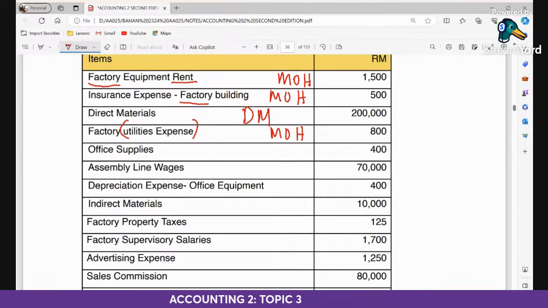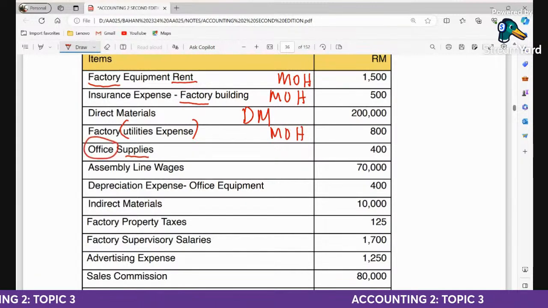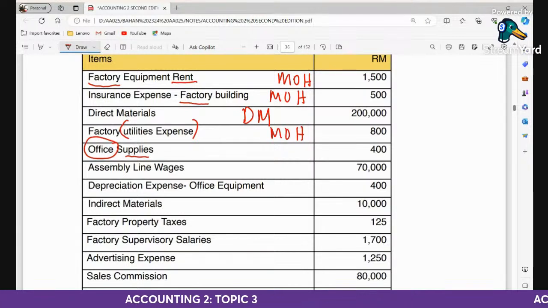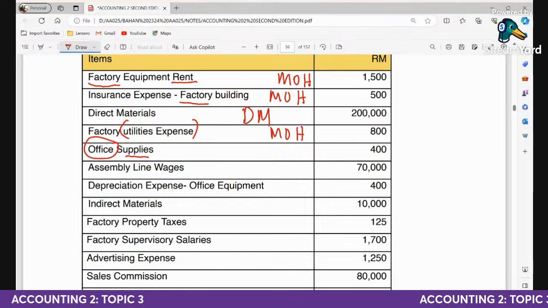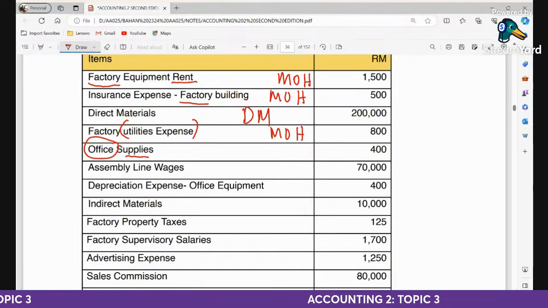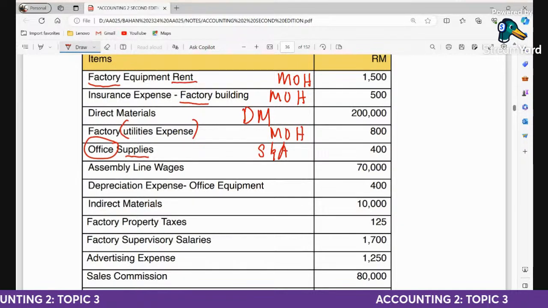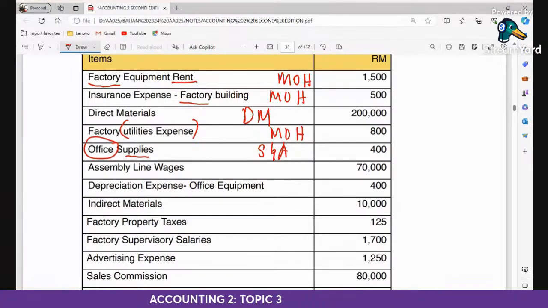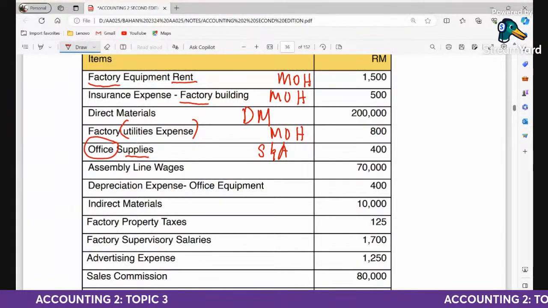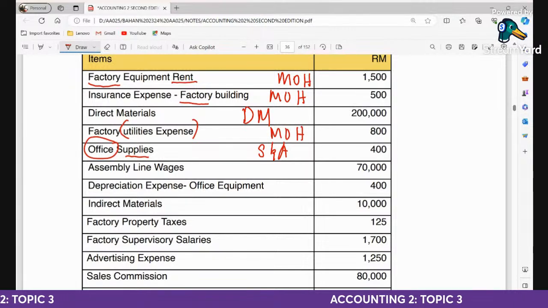Alright, and then you have office supplies. Yang ni supplies betul, tapi office. So it is not in the manufacturing plant. Dia bukan berada di dalam kilang. So yang ni tak ada kena-mengena langsung dengan kilang. Tapi kita pernah classify dalam topik 2, yang ini ialah your sales and admin expense. Okay, assembly line wages. Assembly line, orang yang terlibat dengan pemasangan. So upah yang dibayar kepada orang yang terlibat dengan pemasangan, that means yang itu ialah your direct labor. So ini bukan MOH.